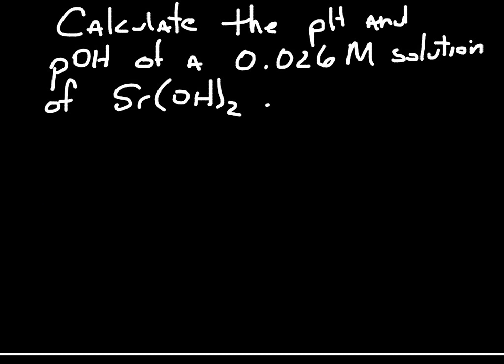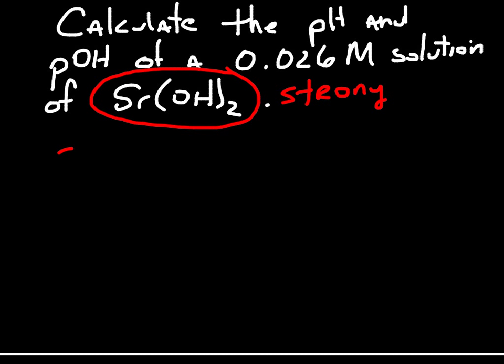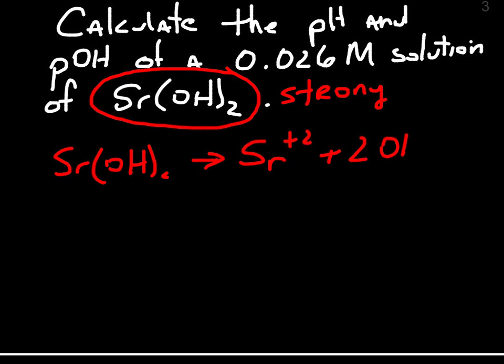Alright, so again, what is it that I have? Well, there's no Ka, there's no Kb, but I do know that this is going to be a strong base this time. So if I take strontium hydroxide and break it up, I'll get a strontium ion plus 2 hydroxide ions. So that's kind of the little trick on this one. Because of that 2 right there, I'm going to get 2 hydroxides.